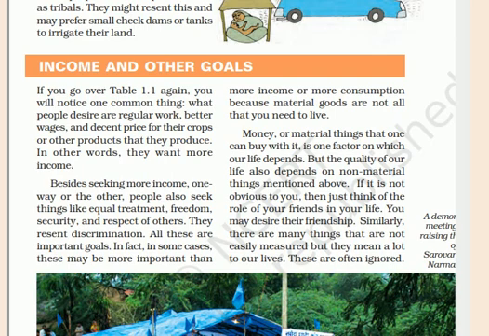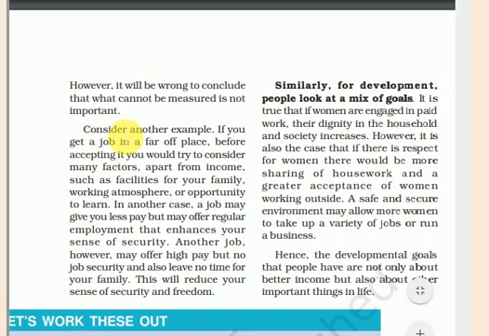Besides income, there are many things which are required for sustaining life. Here is another example: if you get a job in a far off place, before accepting that job, you will consider many factors apart from income, such as facilities for your family, working atmosphere, or opportunity to learn. A job may give you less pay but may offer regular employment that enhances your sense of security. Another job, however, may offer high pay but no job security and also leave no time for your family. This will reduce your sense of security and freedom.